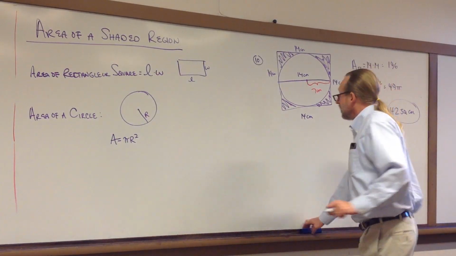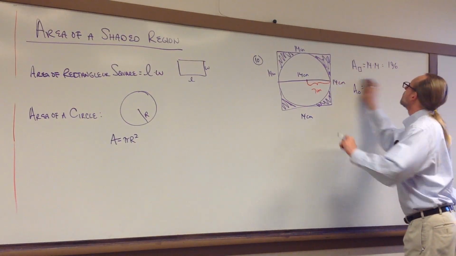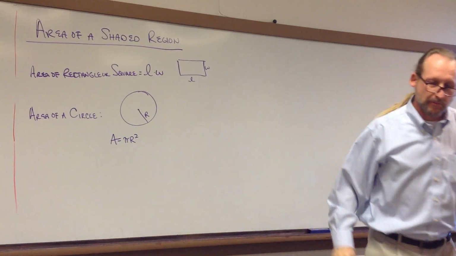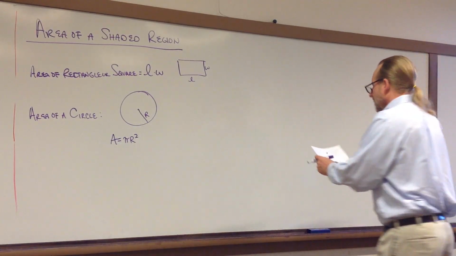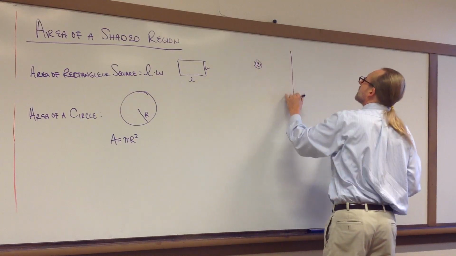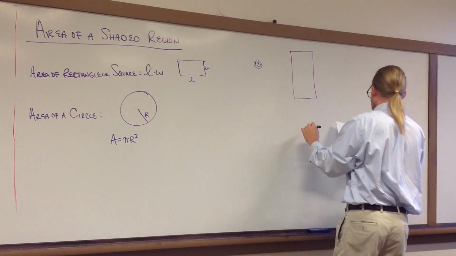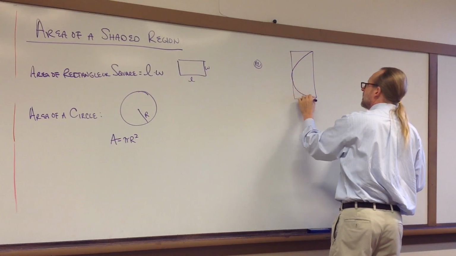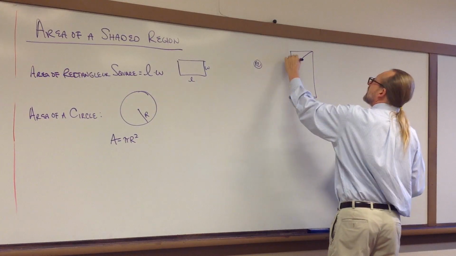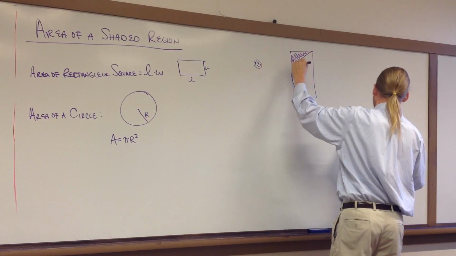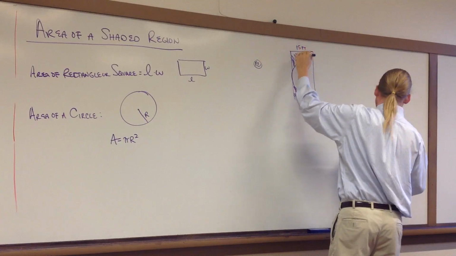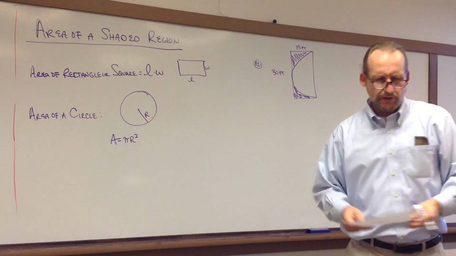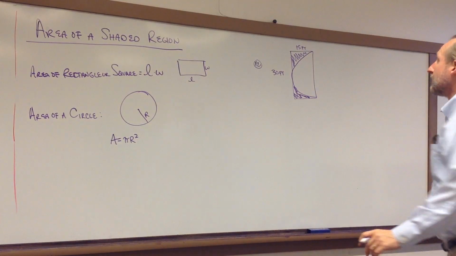Problem 12 is a little bit different. Not too bad, but it is a little bit different from the other ones that we've seen. All right, problem 12: what we've got is a rectangle like this that has half a circle in it, and then the shaded region is out here. And we know that this is 15 feet. We know that this is 30 feet. And so then we want to find the area for that shaded region.